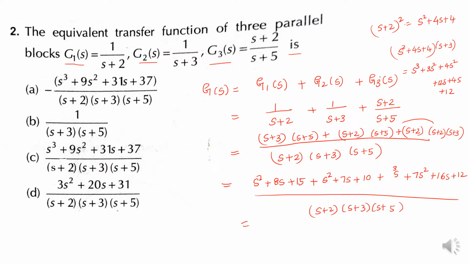The answer is s cube. First write s cube, then sum up all the s square terms, 2s square plus 7s square, that is 9s square, plus 8s, 15s, that is 31s, plus 25 plus 12, that is 37, divided by (s plus 2)(s plus 3)(s plus 5). So, option C is the correct answer.